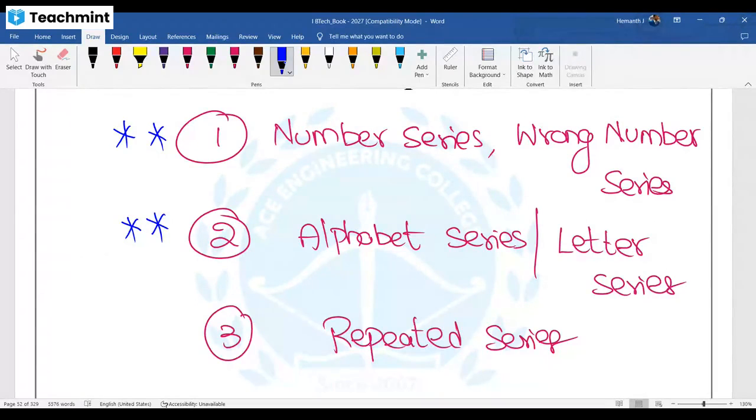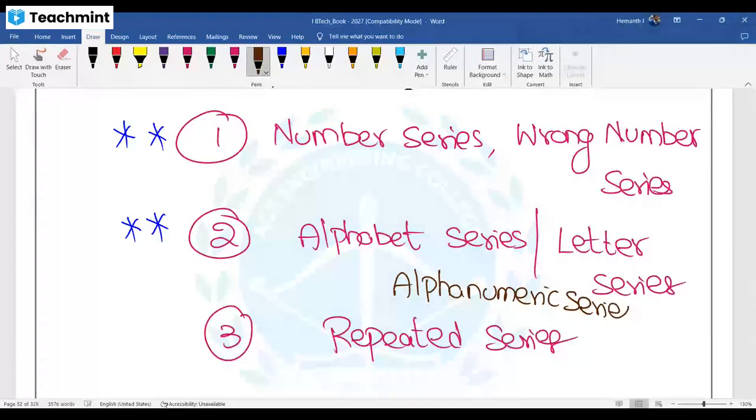In the second one, we are discussing alphanumeric series as well. What is that, sir? Alphabets plus numbers combination. Alphanumeric series where you have alphabets plus numbers combination. You can write it as the fourth one, or add it in the second one itself. Number series, wrong number series, alphabet series or letter series, alphanumeric series, repeated series.